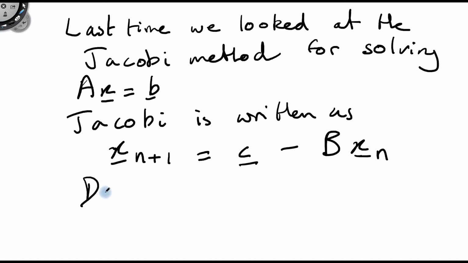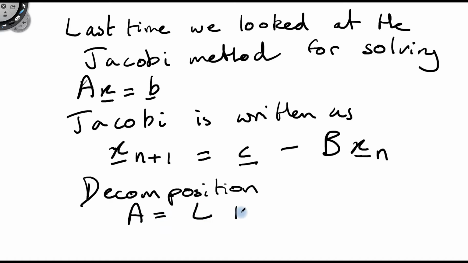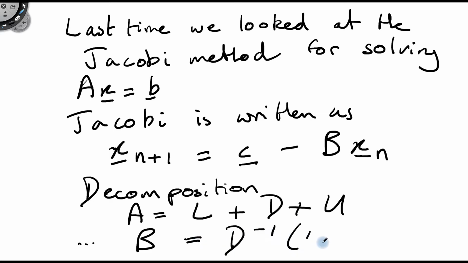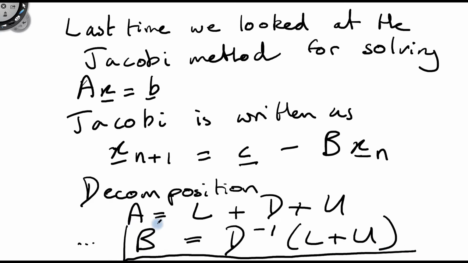And we did this decomposition of our A matrix into 3 matrices, L plus D plus U. So D is diagonal, L is strictly, i.e. no diagonal, lower triangular, U is strictly upper triangular. And then with a derivation we showed that you can express this B matrix in terms of this decomposition as D inverse times L plus U. Okay, and we'll come back to this result later when analysing the convergence.